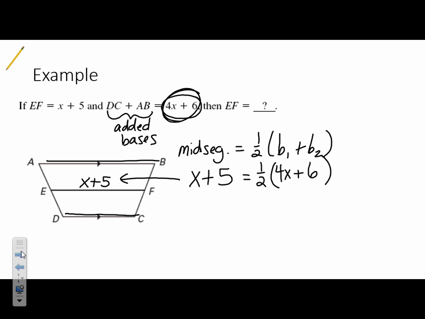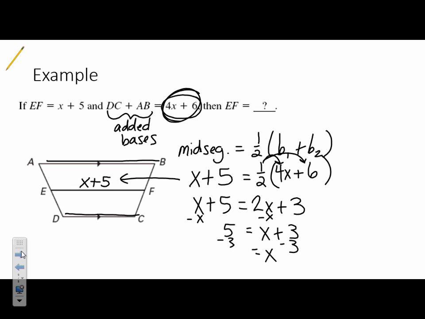And now we solve this using our algebra skills. So this I'm just going to keep as x plus 5. I have 1/2 times 4x plus 6. I'll go ahead and distribute that 1/2. 2x plus 3. And then we go ahead and try to isolate the x. Subtracting 3. x equals 2. So we know what x is.